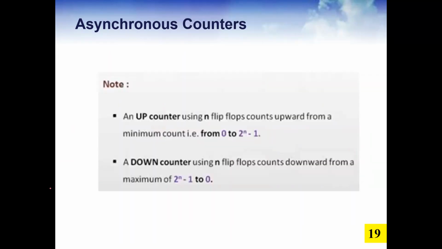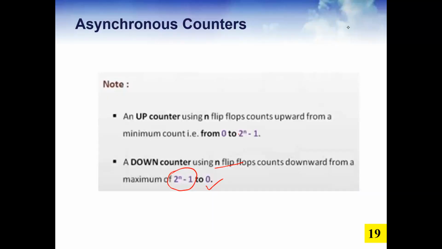So an up counter using n flip-flops counts upward from a minimum count of 0 to 2^n minus 1. We can see here. And a down counter using n flip-flops counts downward from the maximum count, which will be 2^n minus 1, to 0. So n is basically the number of bits, right? We know this one.